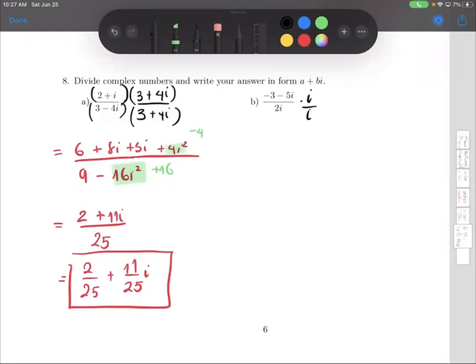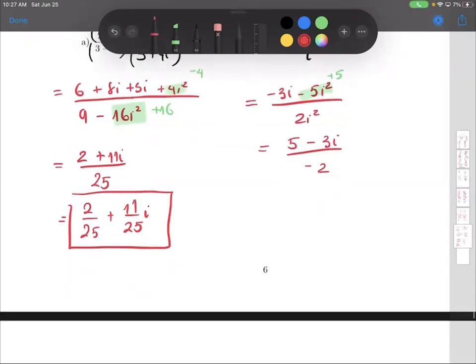Because i times i is going to be i squared on the bottom. So 2i squared, which is negative 2. On the top, you distribute. i times negative 3 will be negative 3i. i times negative 5i will be negative 5i squared. And now negative 5i squared becomes positive 5, right? So 5 minus 3i. And again, split them apart. Negative 5 over 2 plus 3 halves i.